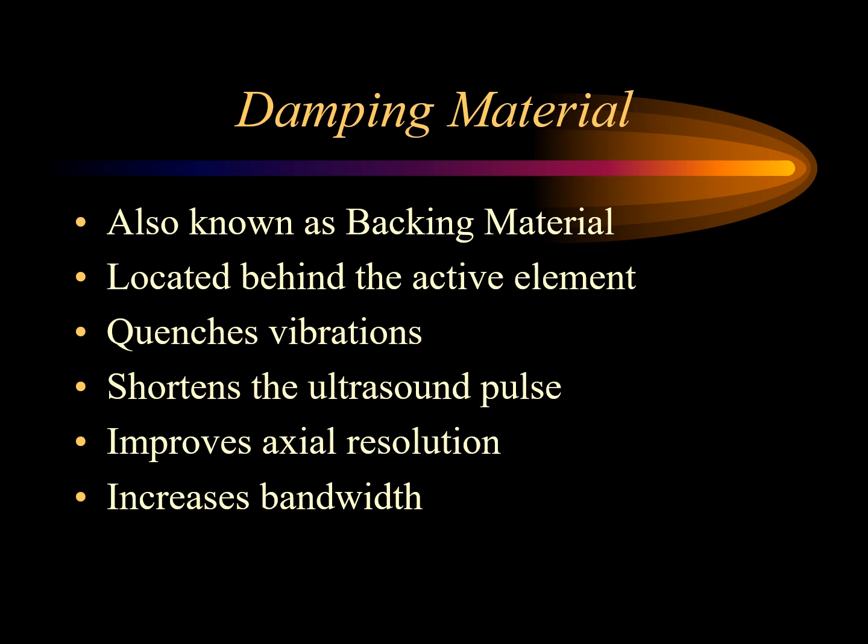The damping material, also known as the backing material, is located behind the active element of the transducer. The damping material's job is to quench the vibrations, which will help shorten the ultrasound pulse. With a shortened ultrasound pulse, this will help to improve axial resolution and also increase the bandwidth of frequencies.